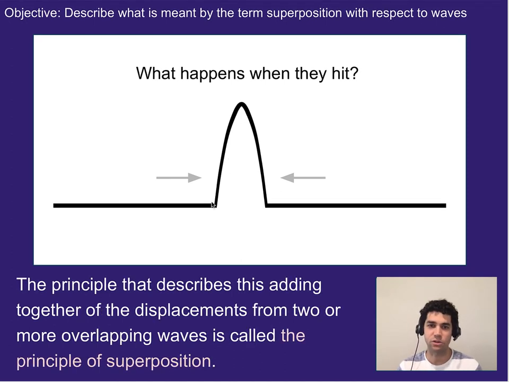And this is called the principle of superposition. Super meaning on top of, and position. So literally one is positioned on top of another. So this idea describes that the displacements of two or more overlapping waves just add together. So if you had three waves, all of their displacements would just add together.